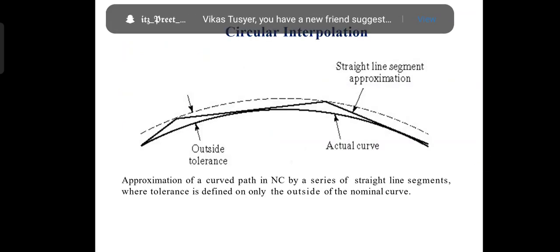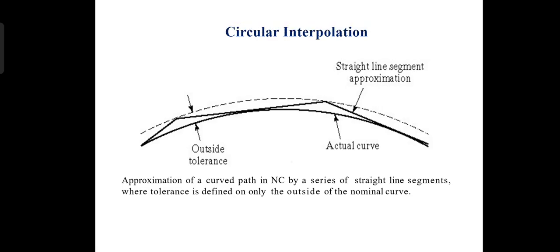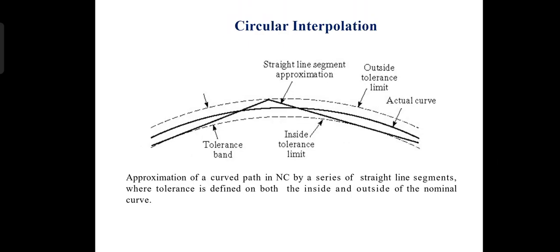Circular interpolation, as you can see, is the approximation of a curved path in NC by a series of straight line segments, where tolerance is defined only on the outside of the nominal curve. As you can see, the outside tolerance is there and the actual curve is on the middle side. The straight line segment is an approximation to the path between the outside tolerance and the actual curve.